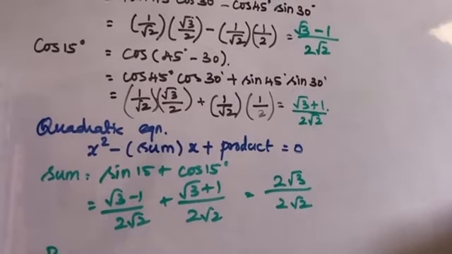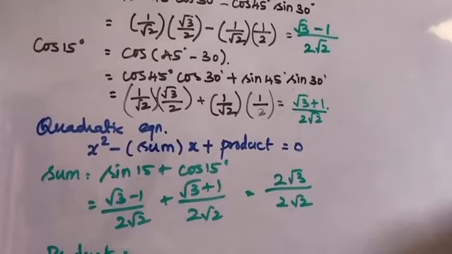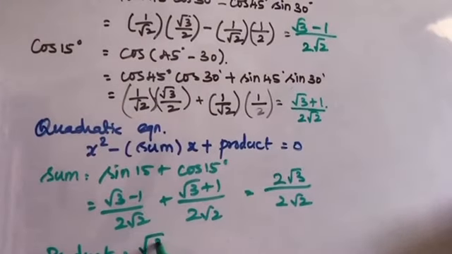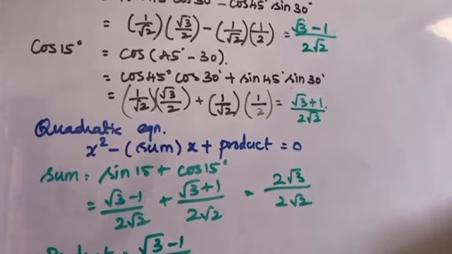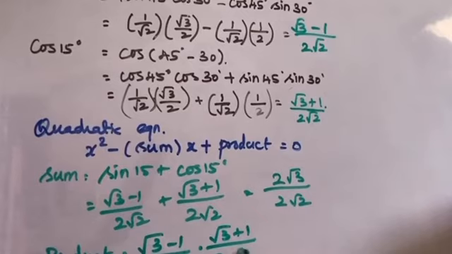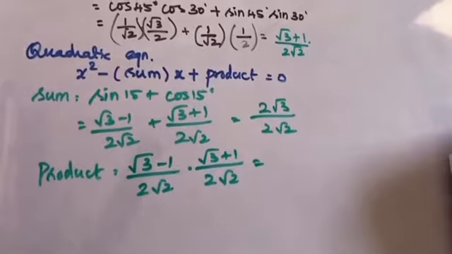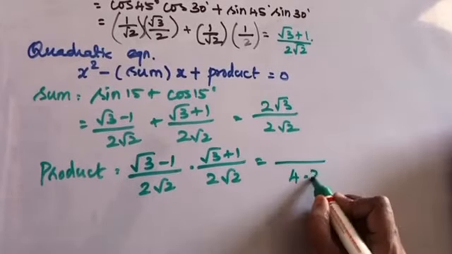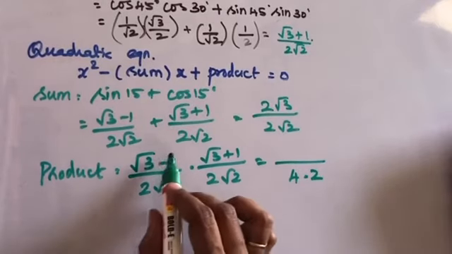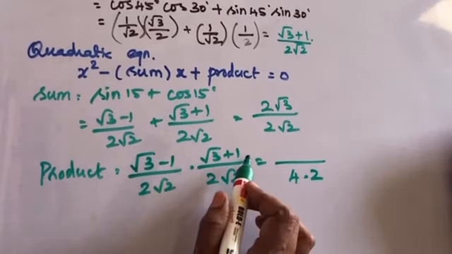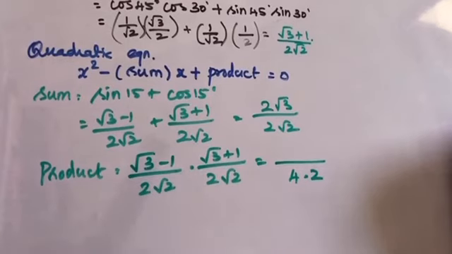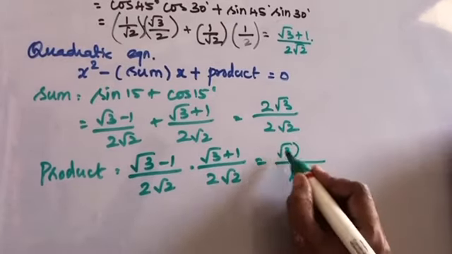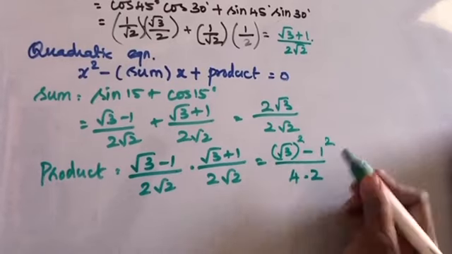Now we have to find the product. These two things we have to multiply. So root 3 minus 1 divided by 2 root 2, into root 3 plus 1 divided by 2 root 2. So for the denominator, 2 root 2 into 2 root 2. 2 2s are 4, into root 2 into root 2 it is 2. So 4 into 2. Root 3 minus 1 into root 3 plus 1. A plus B into A minus B, that means A square minus B square.